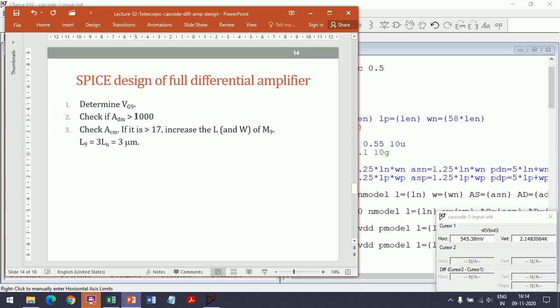Otherwise, if this is met, then we'll have to look at the common mode gain, because there is a requirement. The specification is that the common mode gain has to be less than 17. So if the common mode gain turns out to be greater than 17, we'll increase the length and width of M9. Alright, and so actually I've written the answer already, but that's okay. Let us go through this.